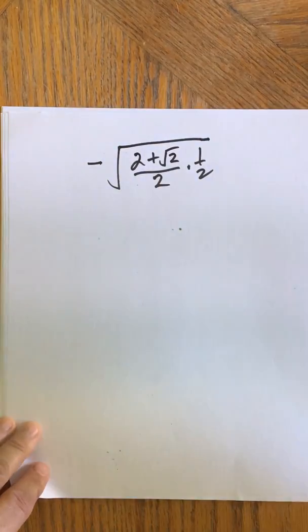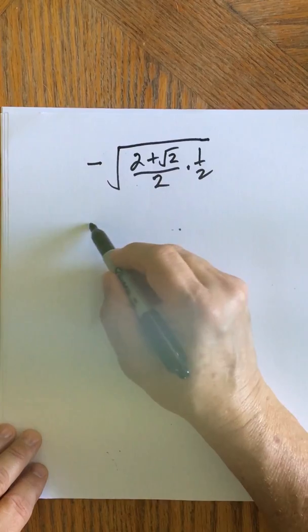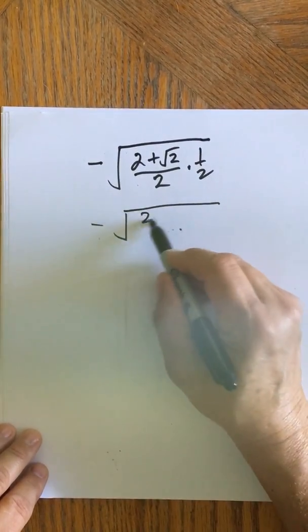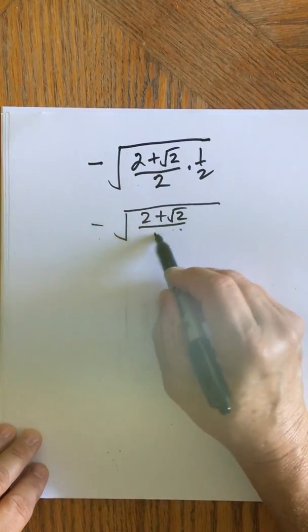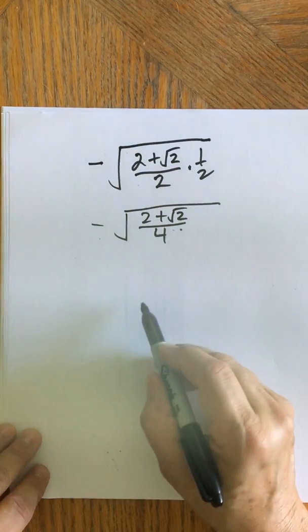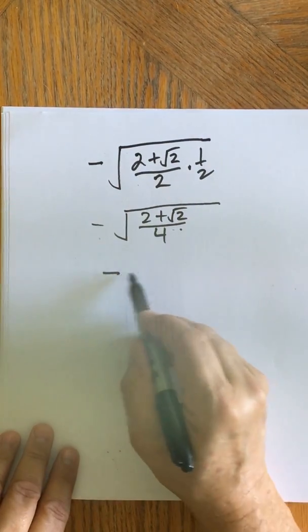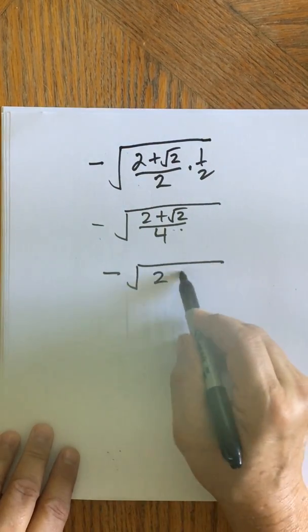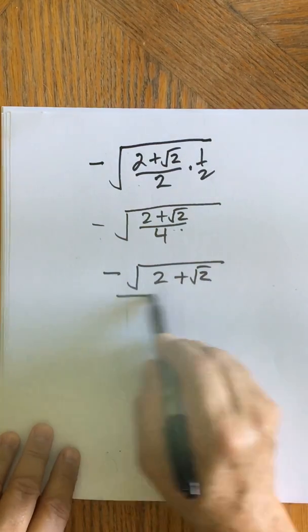So now I have negative square root of 2 plus square root of 2 over 4. And again, the square root of 4 comes out as 2. So we'll have negative square root of 2 plus the square root of 2 all over 2.